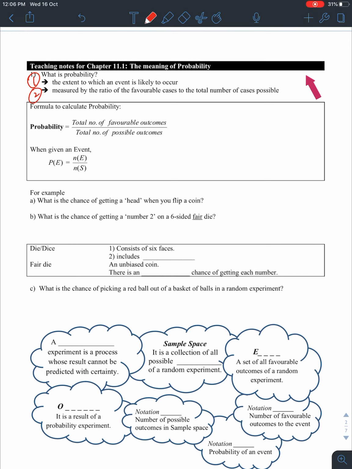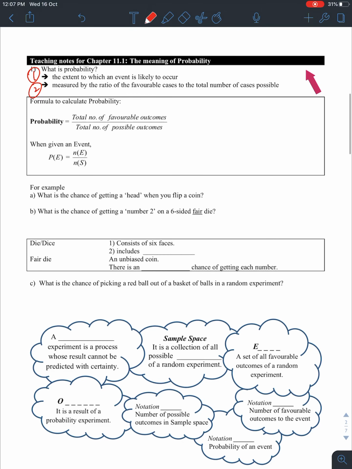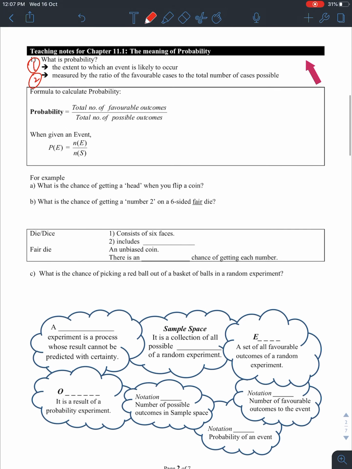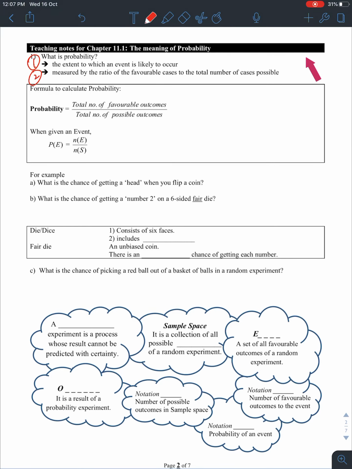The second question is: how can we measure this probability? We use a ratio of the favorable cases to the total number of cases possible. This chapter measures outcomes, and we would like to study the chances or probability of such events happening.